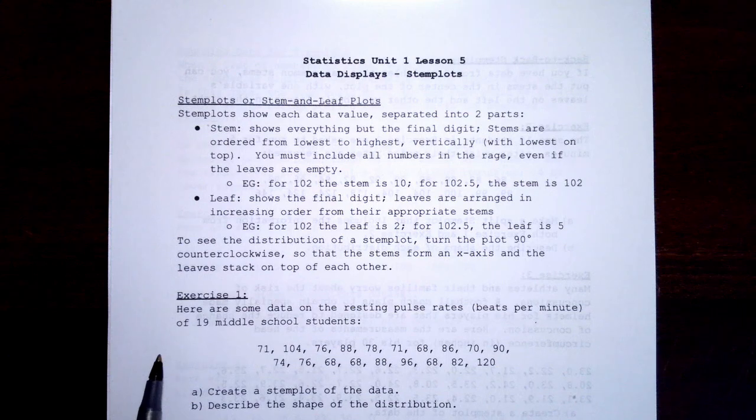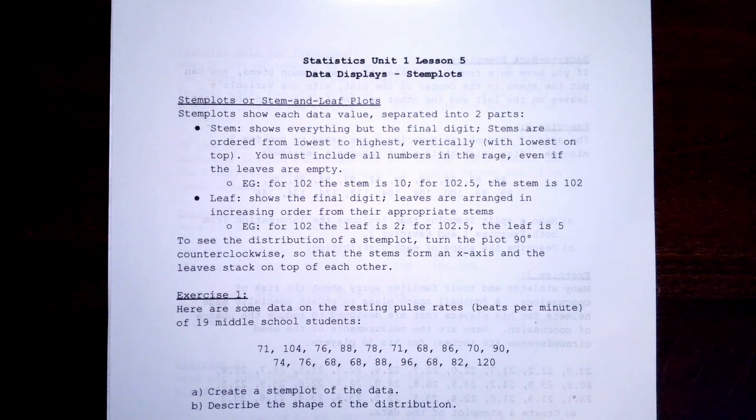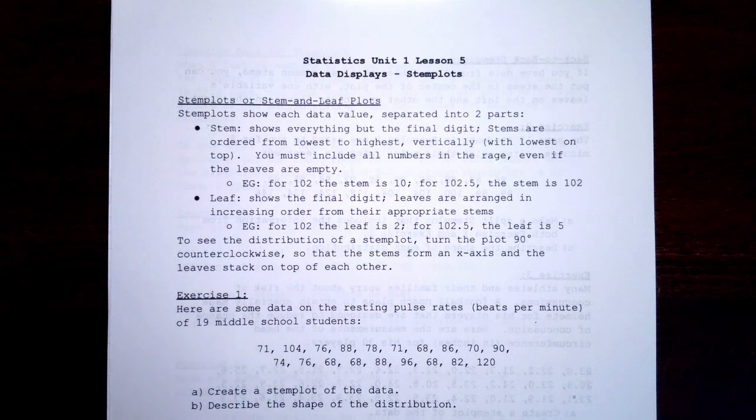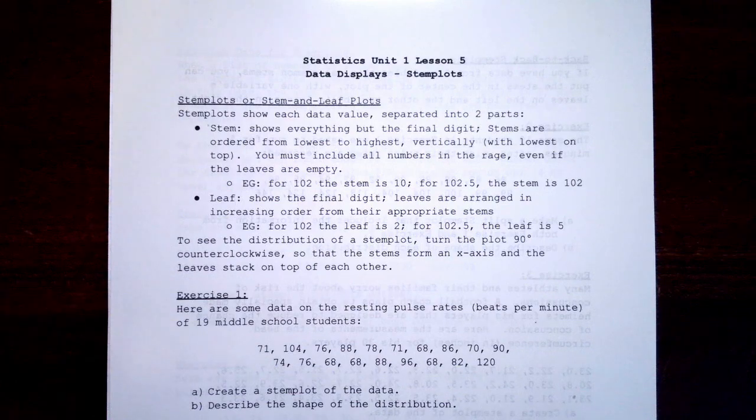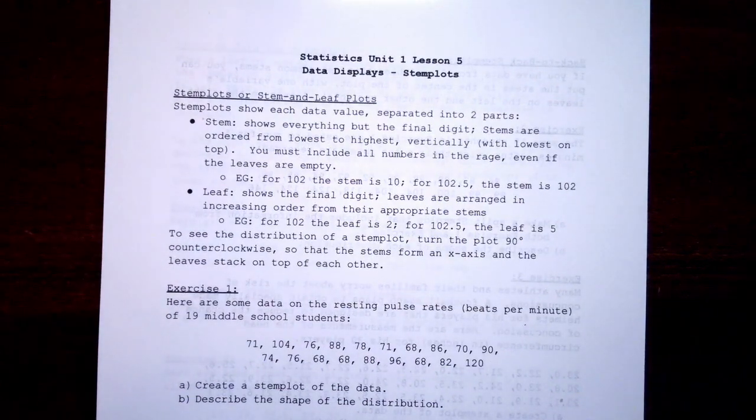So, example 1. Here are some data on the resting pulse rates in beats per minute of 19 middle school students. We need to create a stem plot of the data and describe the shape of the distribution. Looks like we have no decimals here, so we're going to use the last digit in each number as the leaves. Anything before that will be the stems.